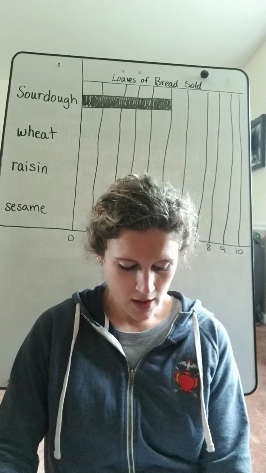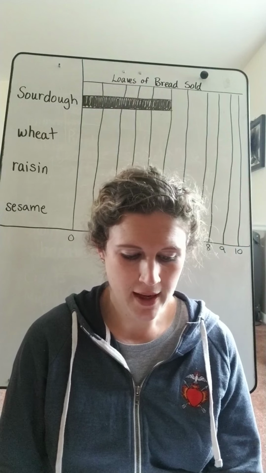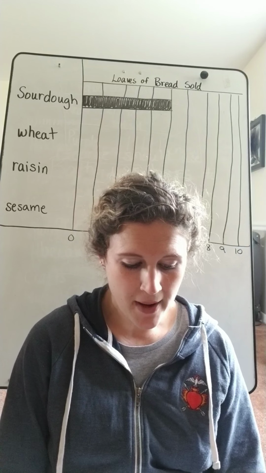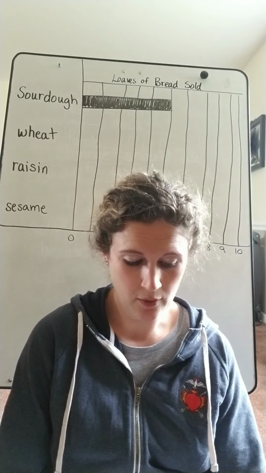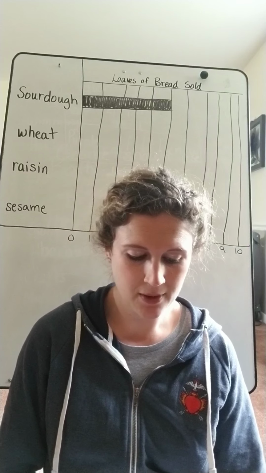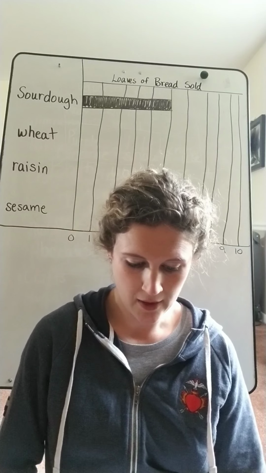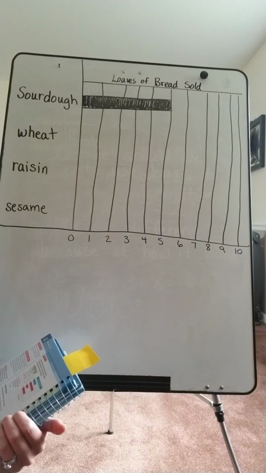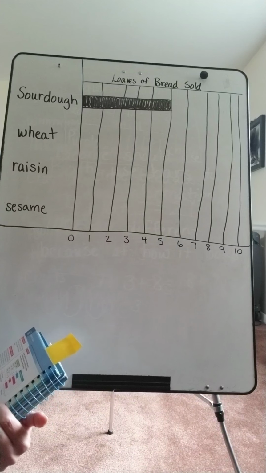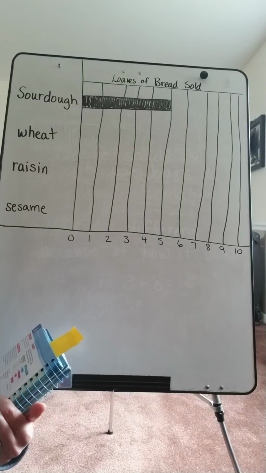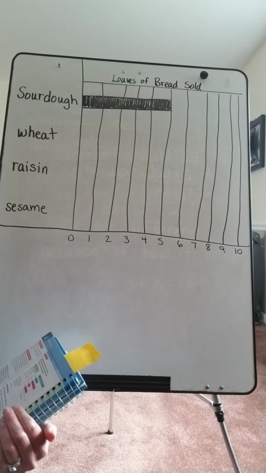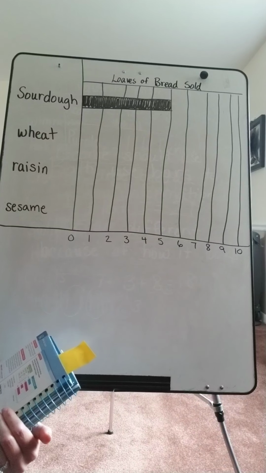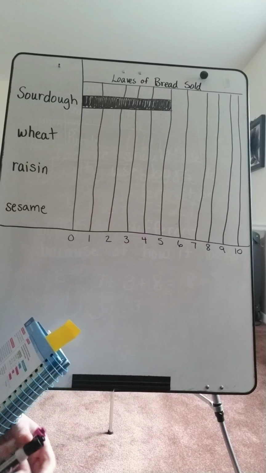So on page 482 we have some practice. A baker records the loaves of bread sold one morning. Use the data in the tally chart to complete the bar graph and answer the question. I have drawn the bar graph. The tally chart is in your book. It's the green box. We have sourdough bread, wheat, raisin, and sesame, and then we have the tallies next to it. They went ahead and did sourdough for you, which is 5.